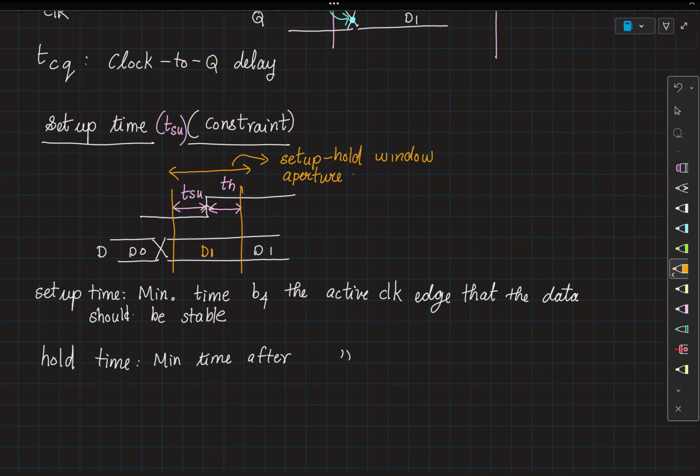Now a quick question. Let's say I give you two flops, flop 1 and flop 2. One of them has a lower setup hold window than the other. Let's say flop 1 has a lower setup hold window than flop 2. Which one will you use in your designs? The lower one, right? Because you are now much more immune to variations happening in the data.